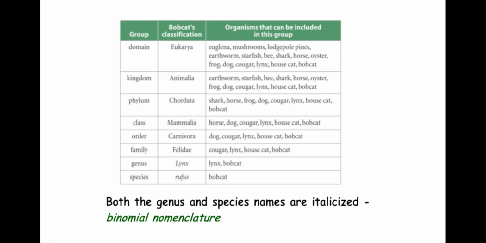Now you'll notice at the very bottom, genus and species is italicized, meaning they're in slanted lettering. That is because this is called binomial nomenclature. It's when you are looking at a species and trying to figure out what it is. If it's listed on a scientific study or on a plaque somewhere, it'll have Lynx rufus as its binomial nomenclature name.